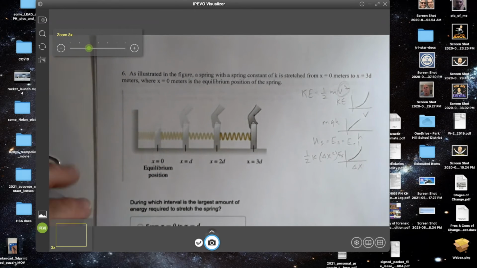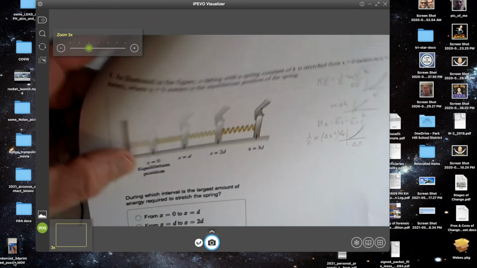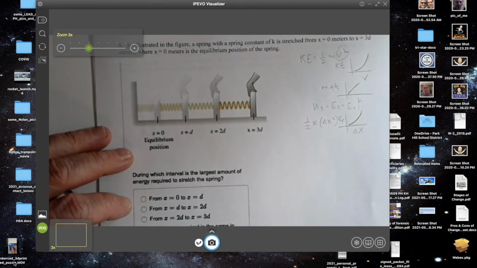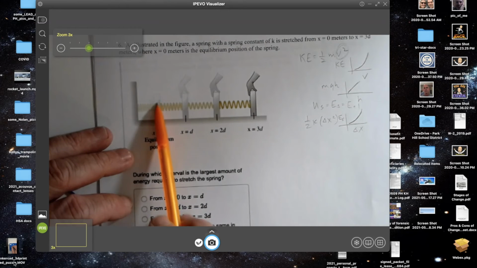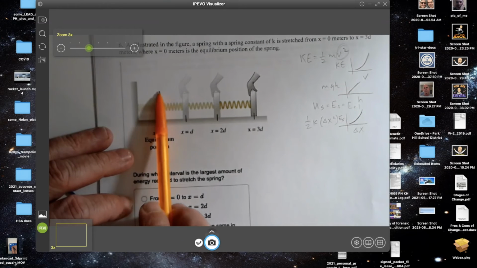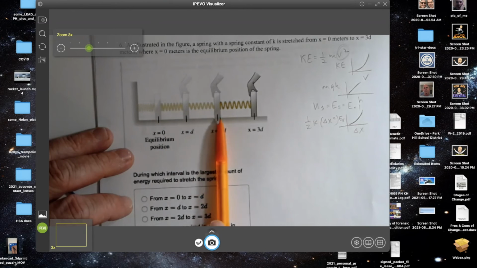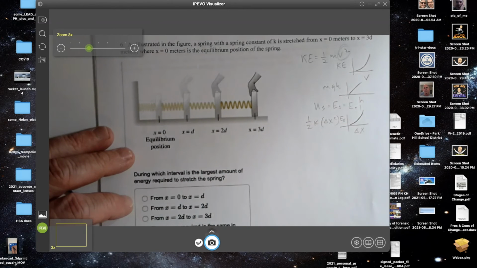So basically, during which interval is the largest amount of energy required to stretch the spring? We're going from its equilibrium or rest position to distance d, or from d to 2d, or 2d to 3d.